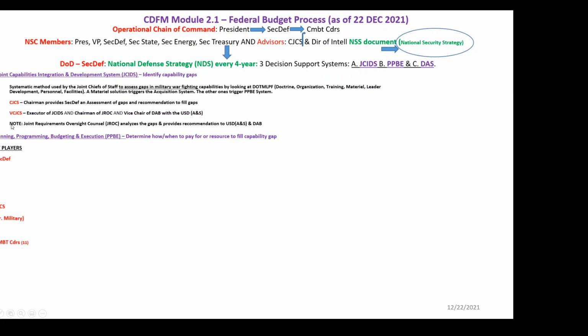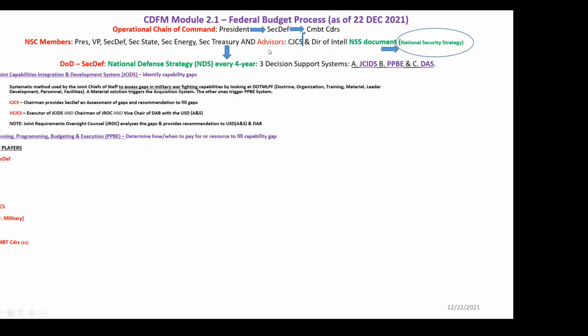The next DoD support system is PPBE, planning, programming, budgeting, and execution. What this does is determine the how and when to pay for a resource to fill the capability gap that we identified in JCIDS. So remember the operational chain of command: president, SecDef, combatant commanders. Your president is a civilian, your SecDef is a civilian, and your combatant commanders are your uniformed military personnel.